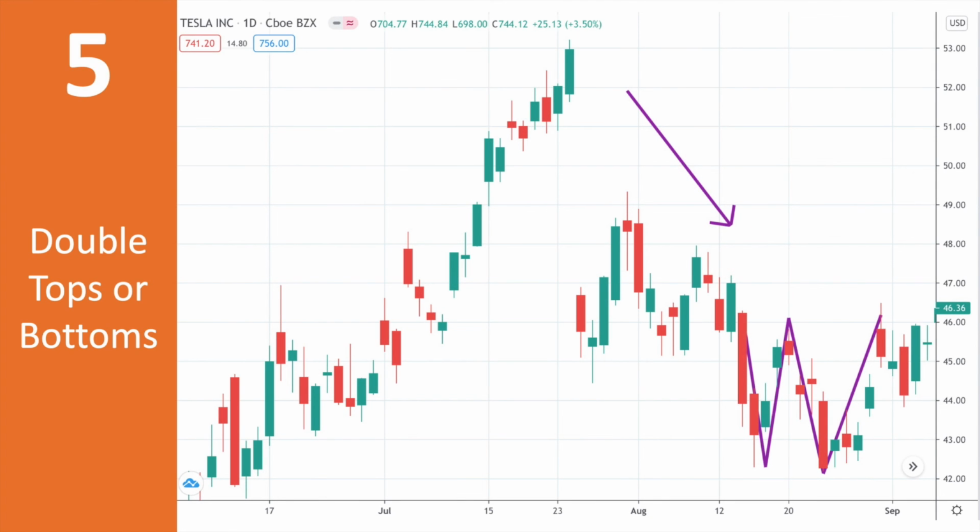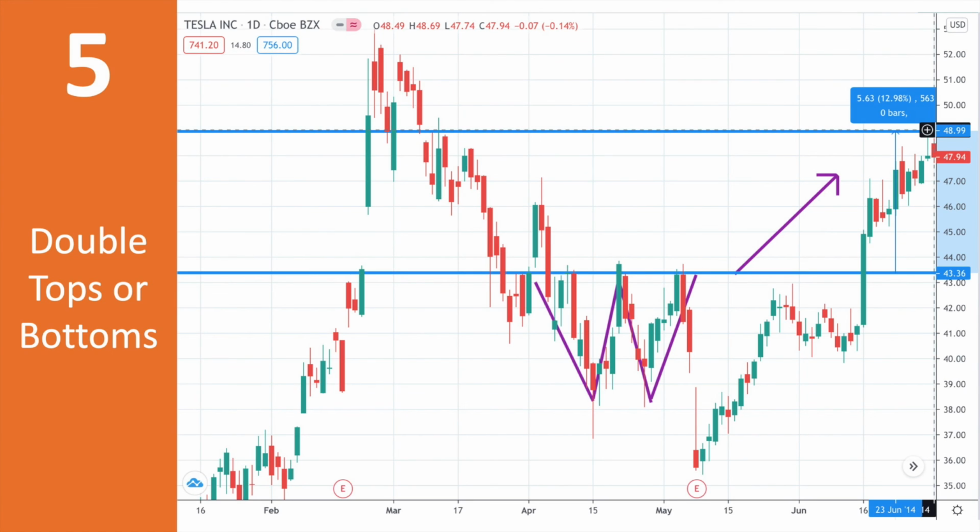Here we see the double bottom with the Tesla stock, which is an indicator of a trend reversal. And we see that play out as the prices go up.